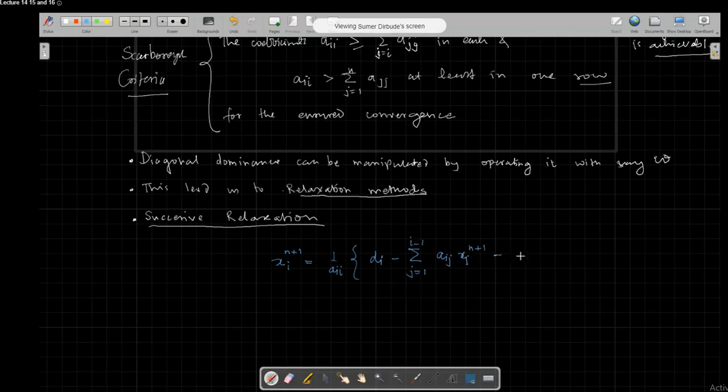It is taking the latest values first, and then the values from before. Then, minus the sum for j equals i plus 1 to the rest of the values m of a_ij x_j^n. That is the general form for i running from 1 to m. This is the general formula.